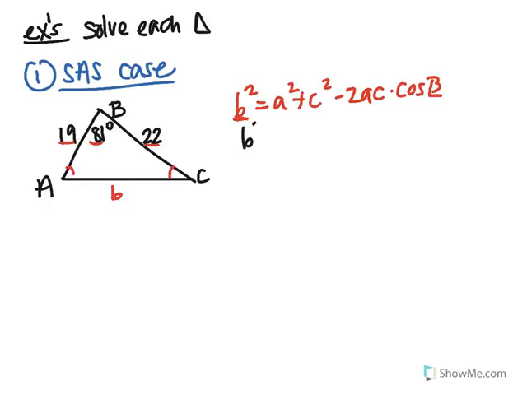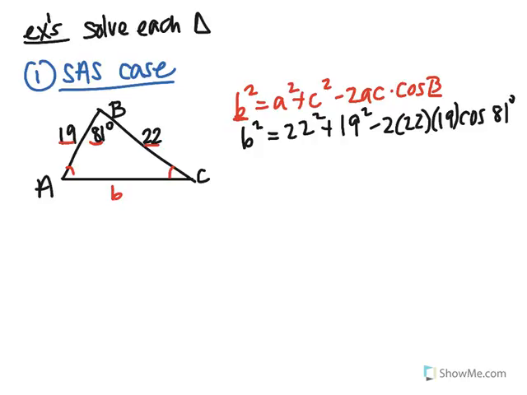So b squared is equal to, side a is 22, so you square it. Side c is 19, so you square that. Minus twice 22 times 19 times the cosine of what angle B is, which is 81 degrees. All you're going to do is type this whole thing into your calculator. So do it, pause this, and at the very end, since it's squared, you're going to take the square root to get side b.